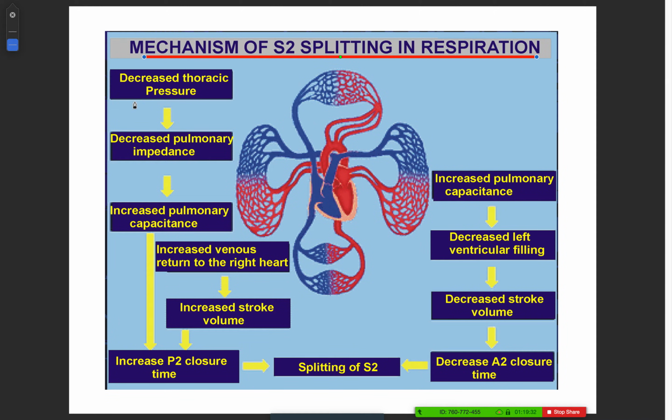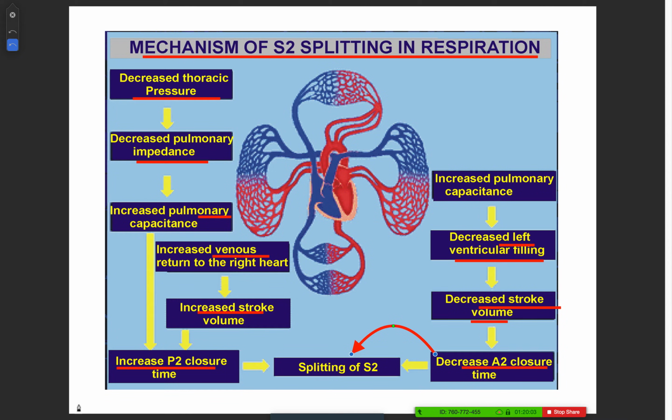And so here is the mechanism that I just described again: decreased thoracic pressure, increased pulmonary impedance, increased capacitance, more blood is going to stay in the lungs, and that is going to increase the venous return as well, increase the stroke volume, increase the P2 closure time. And then also simultaneously we have decreased left ventricle filling, giving us decreased stroke volume, and that blood is going to leave the heart a lot quicker, giving you a decreased A2 closure time. Ultimately, the result is a split of that S2 sound.